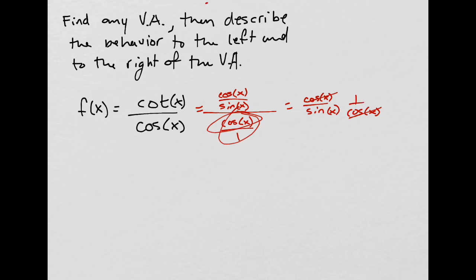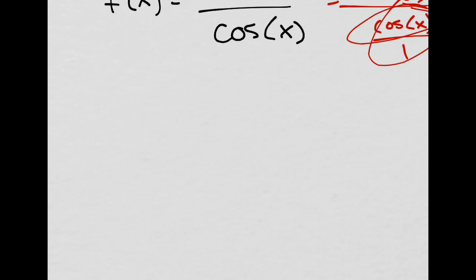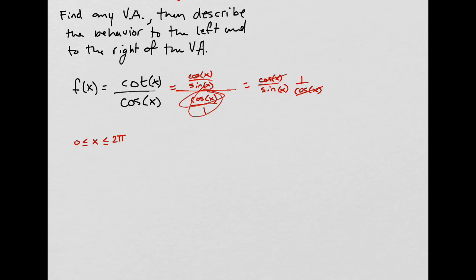So I'm going to do this just for x from 0 to 2 pi. That's what I'm going to consider this for. And then, because there's an infinite number of asymptotes or holes or whatever, just because this repeats over and over and over again. So, what's next?